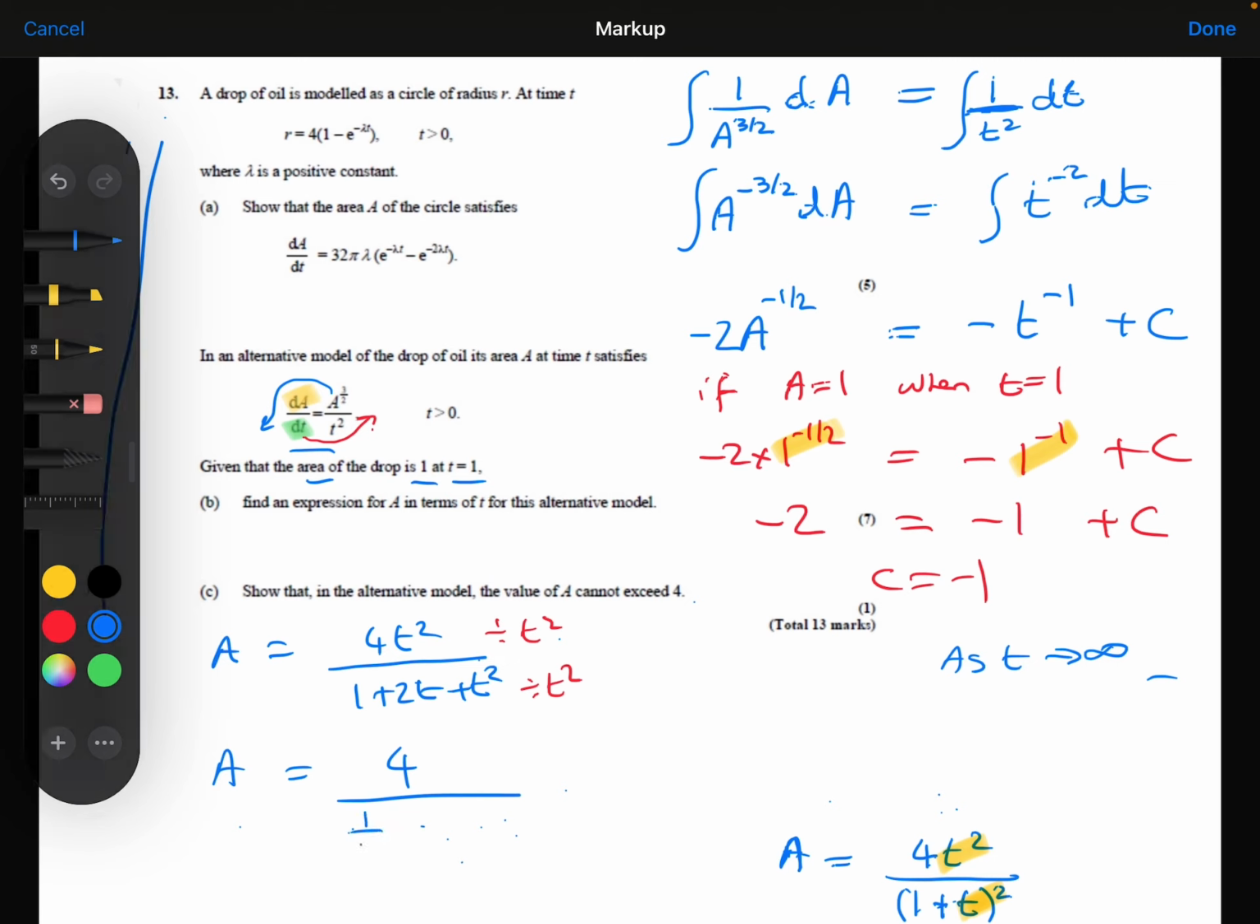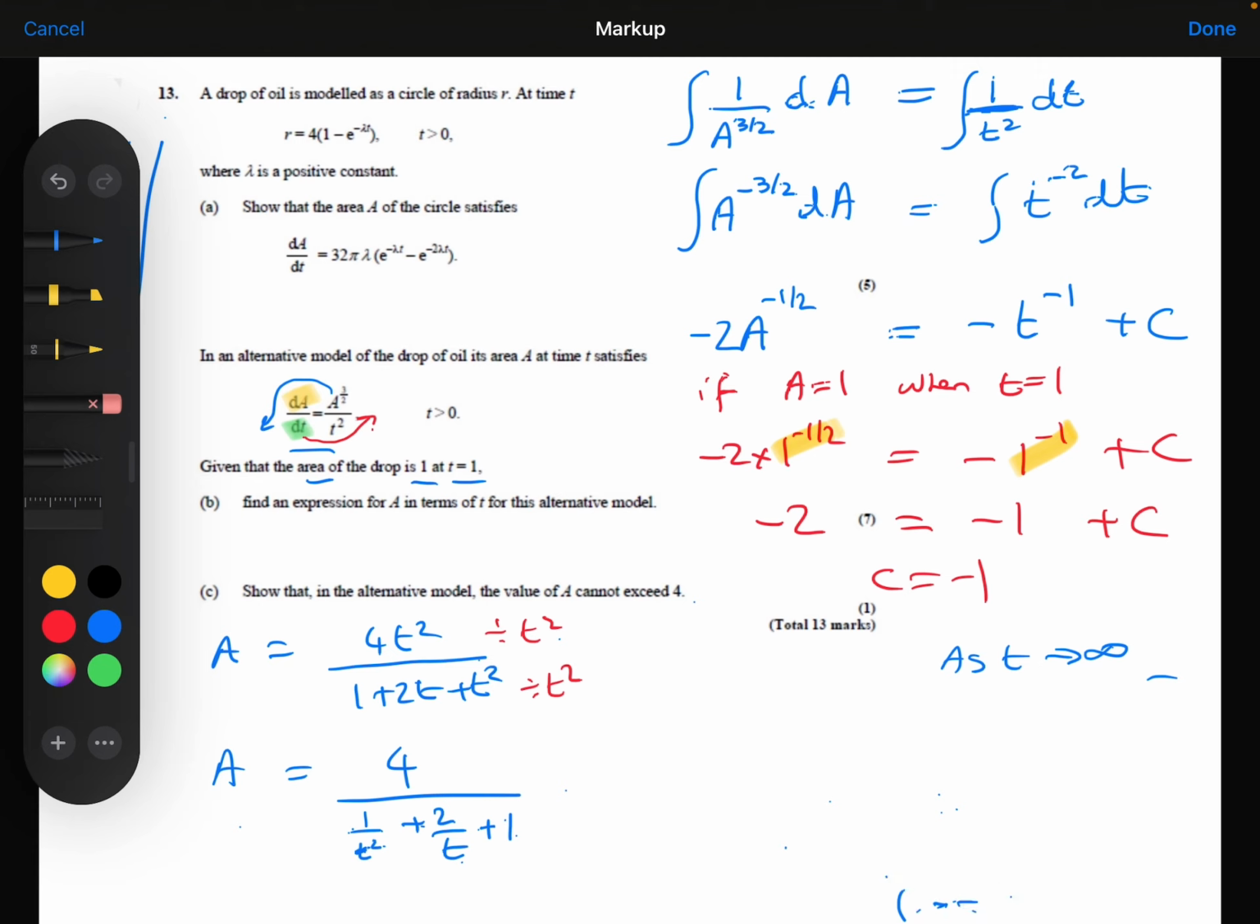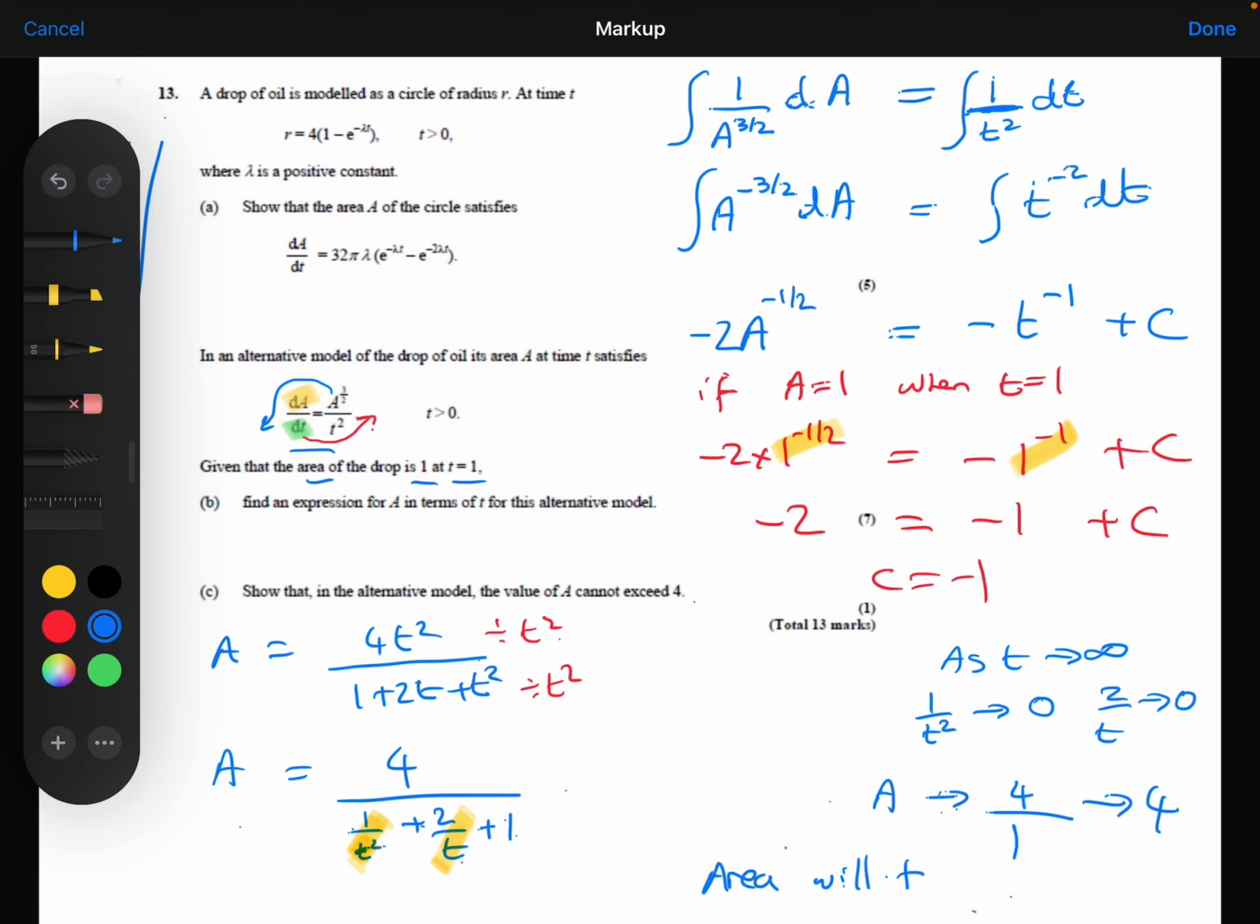So my denominator then will become 1 over t squared plus 2 over t plus 1. And the good thing now is I can say that as t tends towards infinity, 1 over t squared will tend towards 0. Also, 2 over t will tend towards 0. So both this term and this term will tend towards 0, which means that a will tend towards 4 over 0 plus 0 plus 1, which will tend towards 4, which I needed to show. So I can say that the area will tend towards 4, but never exceed it.